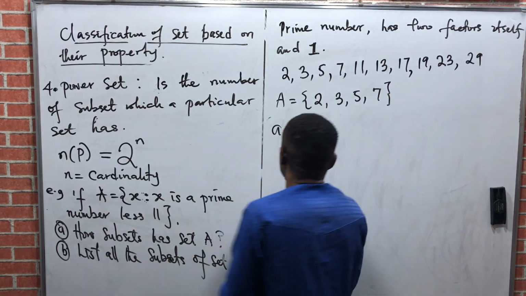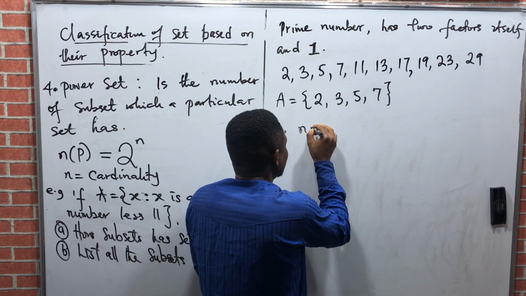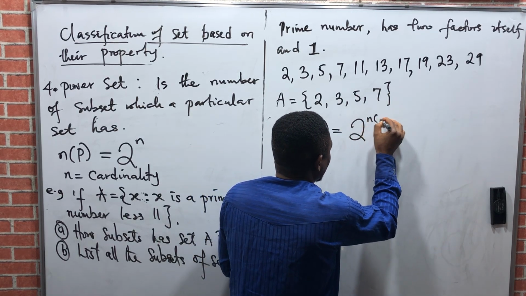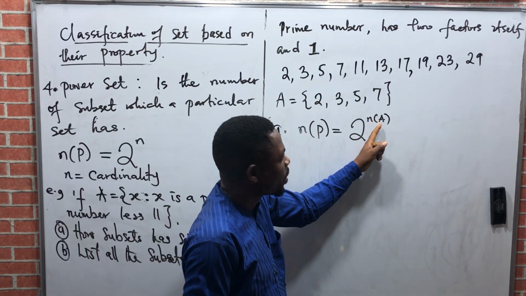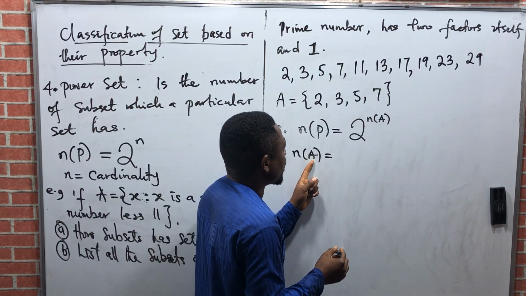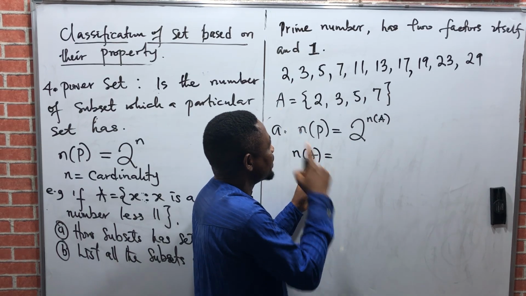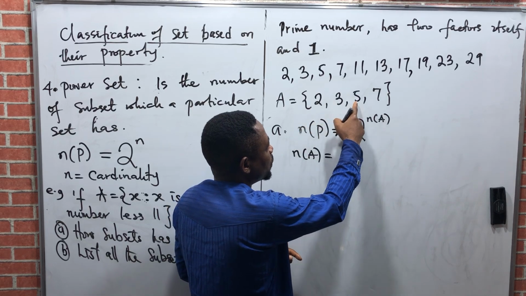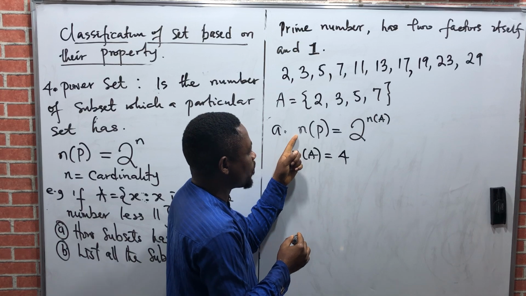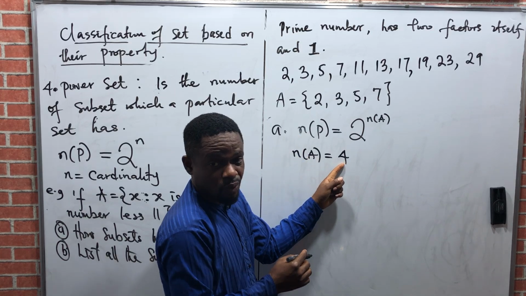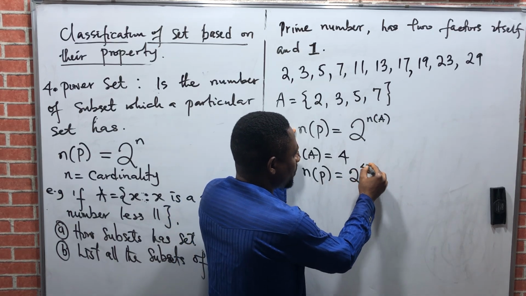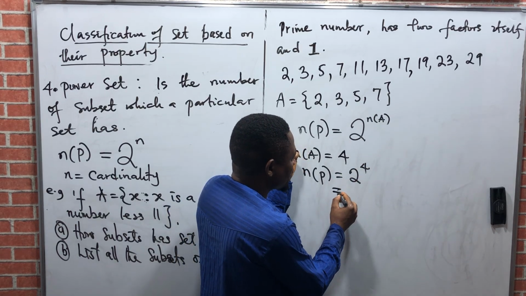We can now deduce that the cardinality of the power set is always 2 raised to the power n(A), or 2 raised to the power n, where n(A) is the cardinality of set A. Let's move to set A. How many items can we count? 1, 2, 3, 4. So the cardinality is 4. I will now go to the formula. Anywhere I see n(A), remove it and put 4. So the cardinality of P is now 2 raised to the power of 4.